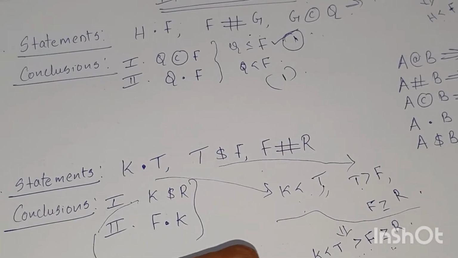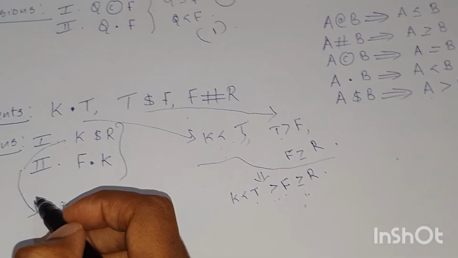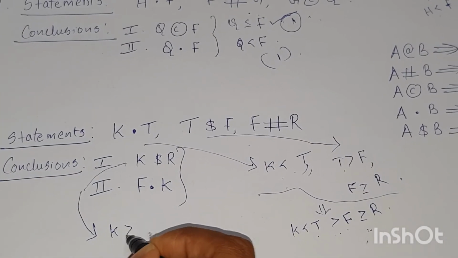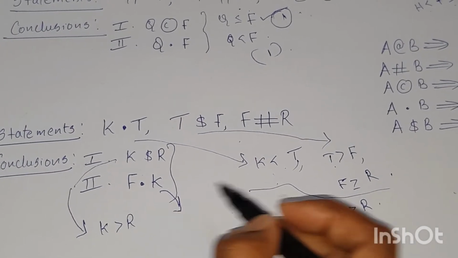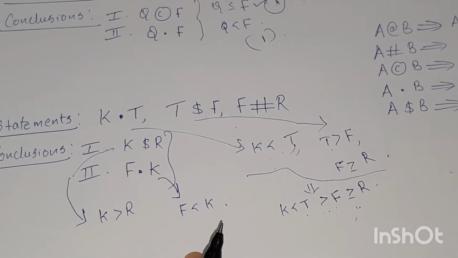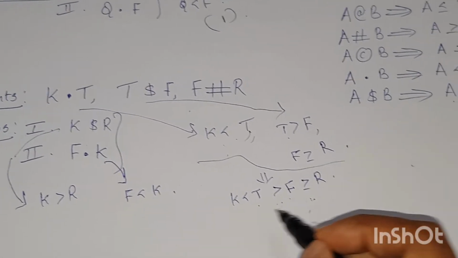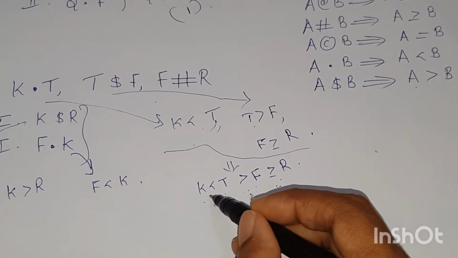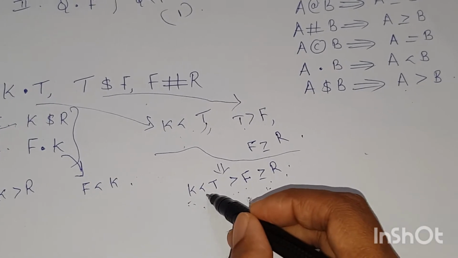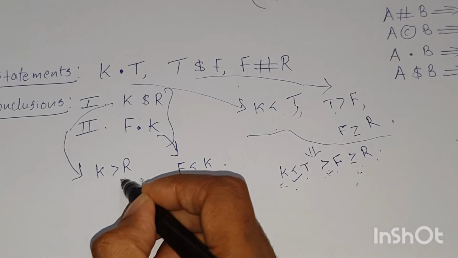Conclusion 1 implies K dollar R. Dollar means greater than, right? So K is greater than R, and the second conclusion implies F is less than K. Whether these two are true or not, we have to check it, okay? K is greater than R. Is K greater than R? No, there is no connection between K and R because the signs are different. Here it is less than, here it is greater than. So this is not true.